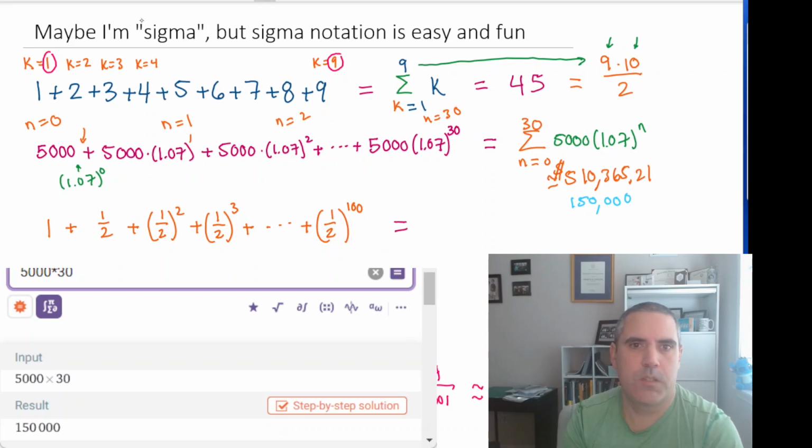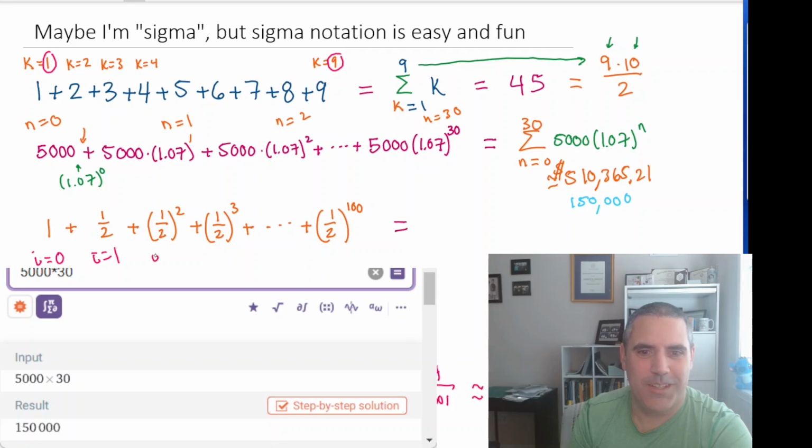All right, let's do another one. What about this one? This is weird because it has fractions. This is the same sort of formula. And there is a shortcut formula for this too, but I'll maybe talk about it after this one. So I'm going to do the same thing. I'm going to say, well, n was fun. Let's do i. i equals 0, i equals 1, i equals 2, i equals 3, i equals 100.